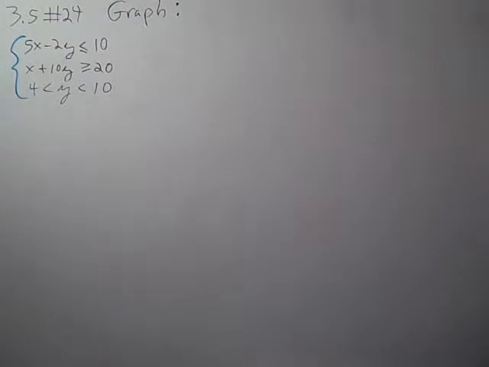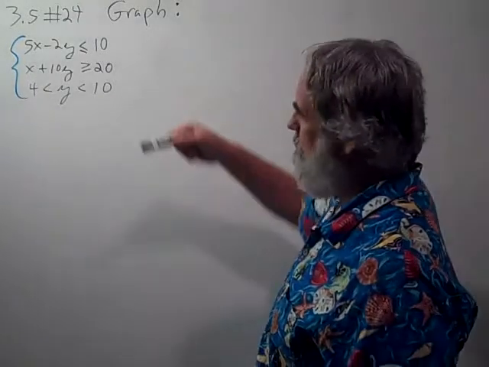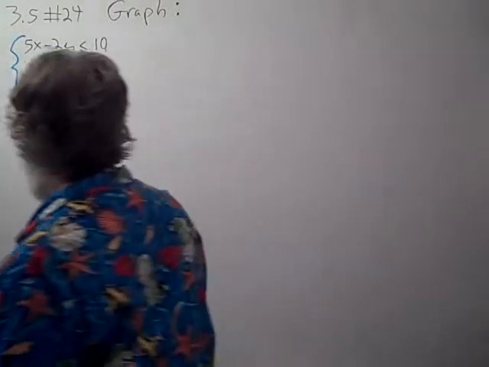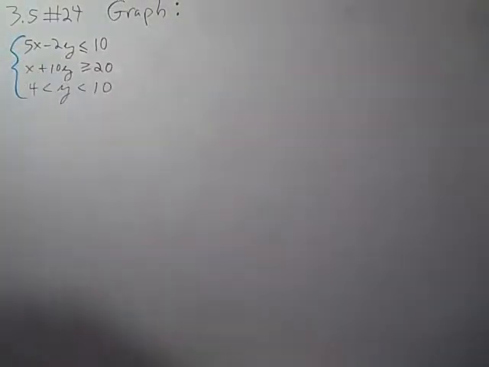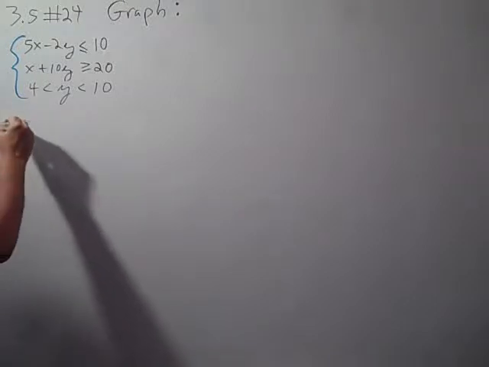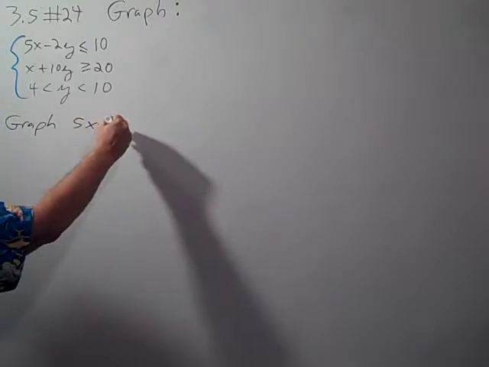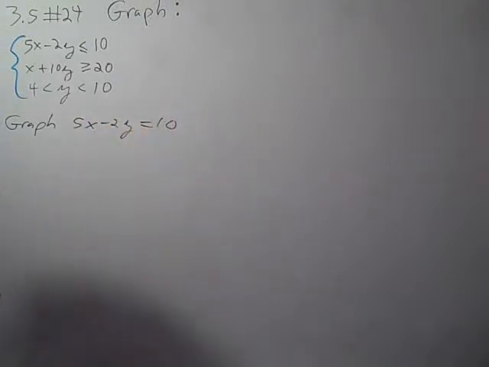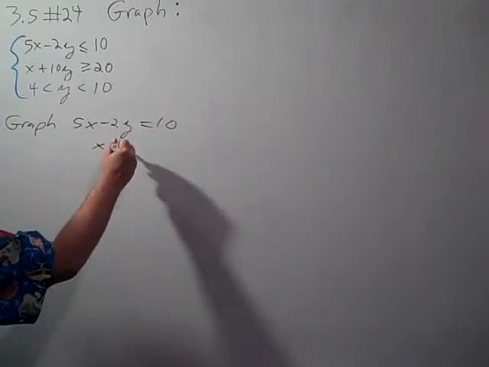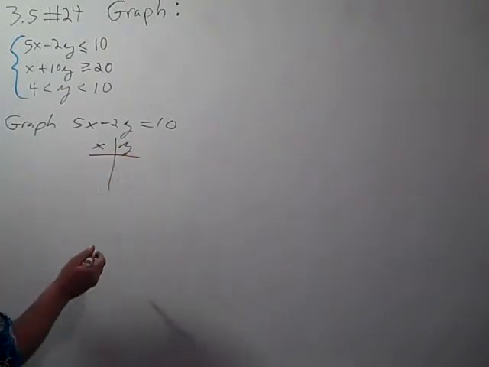Okay, we're to graph the solution set to this system of linear inequalities. So we have to graph each of the linear inequalities separately on the same plot and then look where they overlap. So first of all, we have to graph the line 5x minus 2y equals 10. So we need 2 points on this line to graph it.